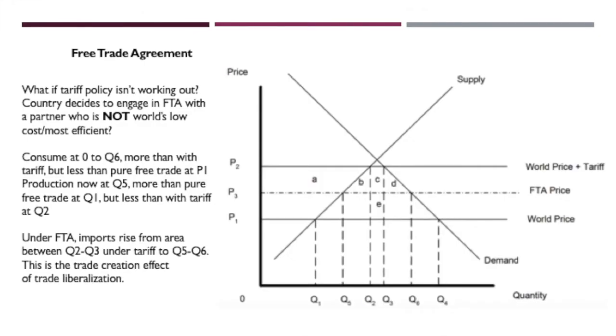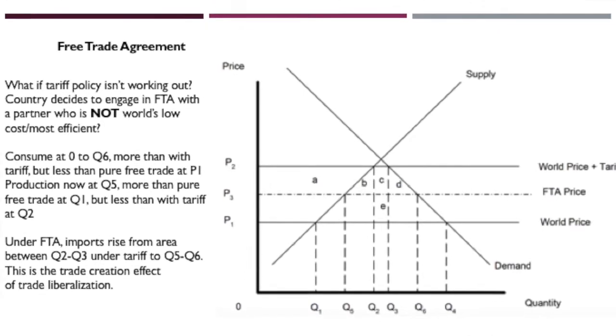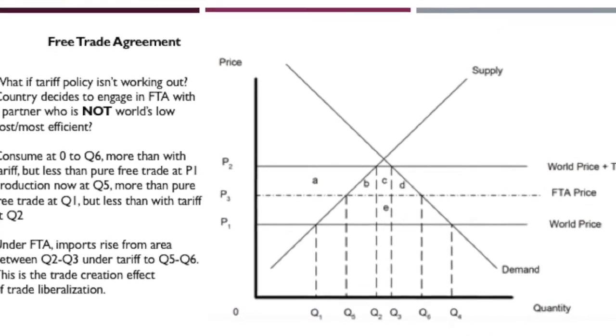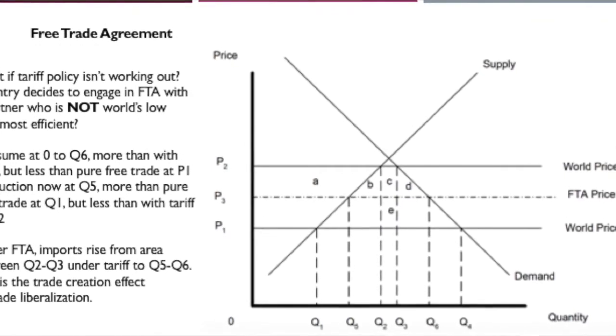All right, now this diagram gets a little bit more hideous because now we're going to introduce a free trade price. Imagine that the government says the tariff has been a little too expensive, and they decide to engage in free trade. Not free trade with the rest of the world, but free trade with an individual country. So think NAFTA or Canada-US free trade, just one other country, okay?